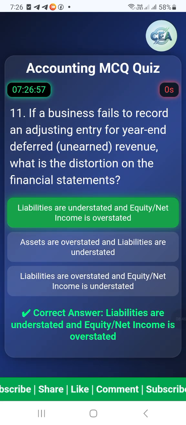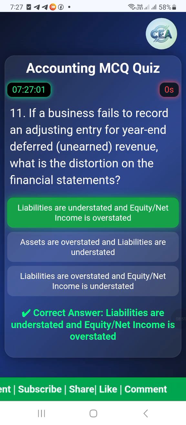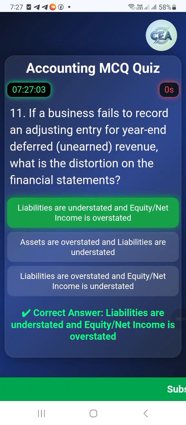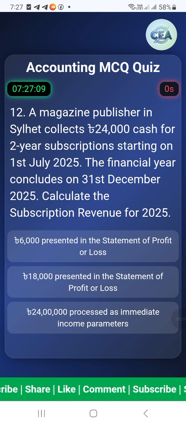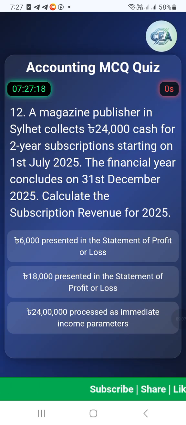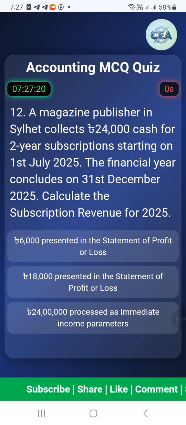Correct answer is liabilities are understated and equity net income is overstated. 12. A magazine publisher in Sylhet collects 24,000 takas cash for a 2-year subscription starting on the 1st of July 2025. The financial year concludes on the 31st of December 2025. Calculate the subscription revenue for 2025.